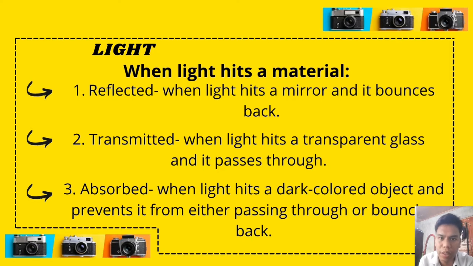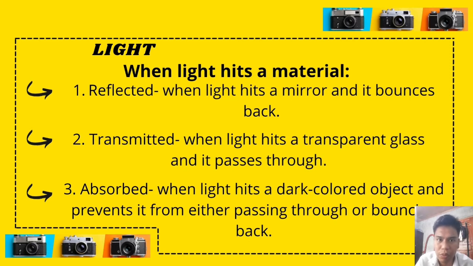So when light hits a material, what happens? First one is reflected. When light hits a mirror, it bounces back to other places. Next one is transmitted. When light hits a transparent glass, it passes through. Okay? It does not bounce back to other materials, but it passes through. Absorb. When light hits a dark colored object, it prevents the light from either passing through or bouncing back. Here in absorb, it will not pass through and will not bounce to other objects or places.